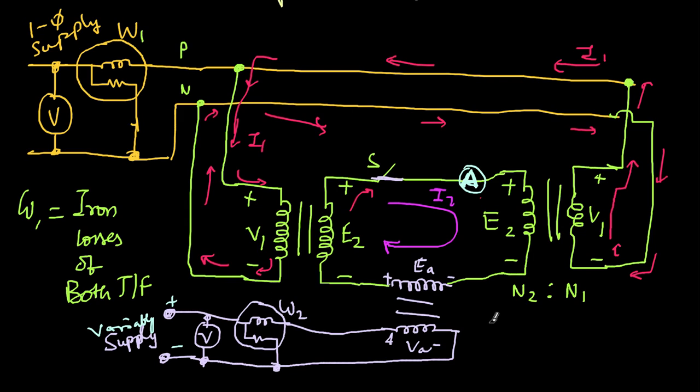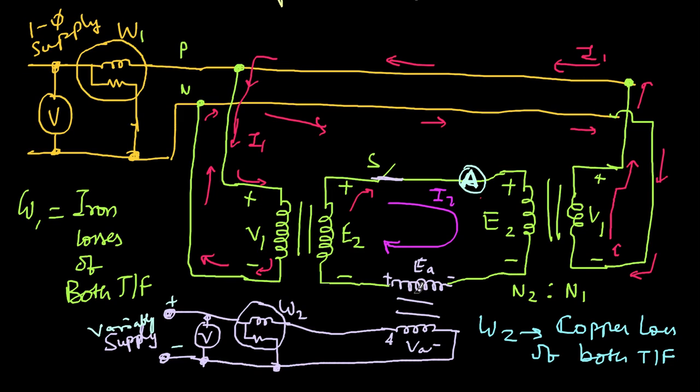So what W2 does is it reads the copper loss of both transformers. At the same time, simultaneously, W1 is reading the iron loss of both the transformers, and W2 is reading the copper loss of both the transformers. And both these transformers that we are talking about are operating at full voltage with full flux and full current. So we get more accurate results using this kind of arrangement and setup.